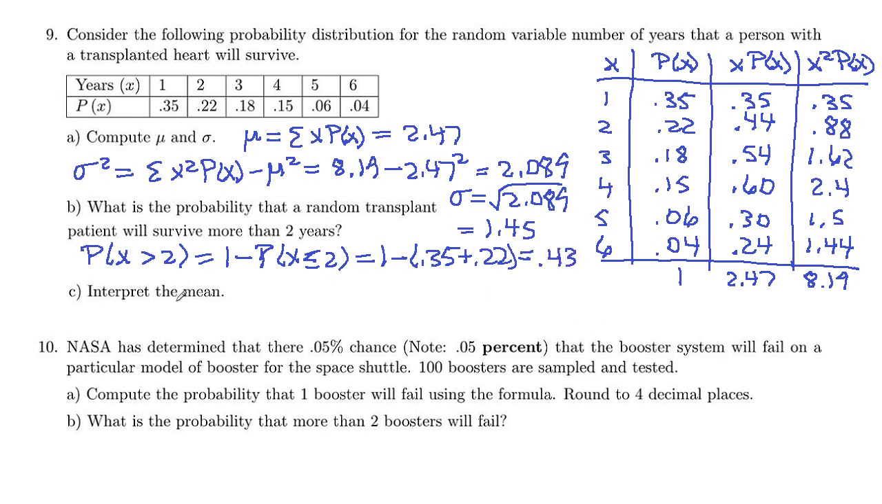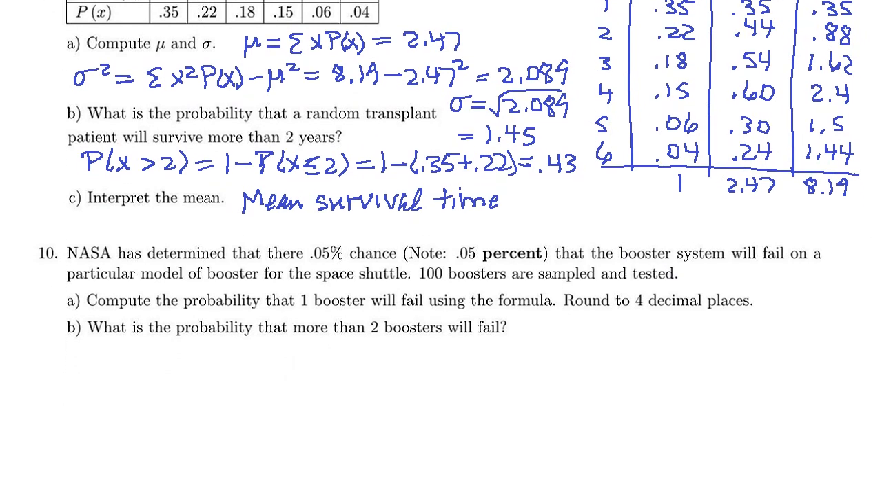And then interpret our mean. So our mean or expected value, that's going to be the expected survival time, or the mean survival time of a randomly chosen person. So this is going to be the mean or expected survival time. So that's discrete random variable.